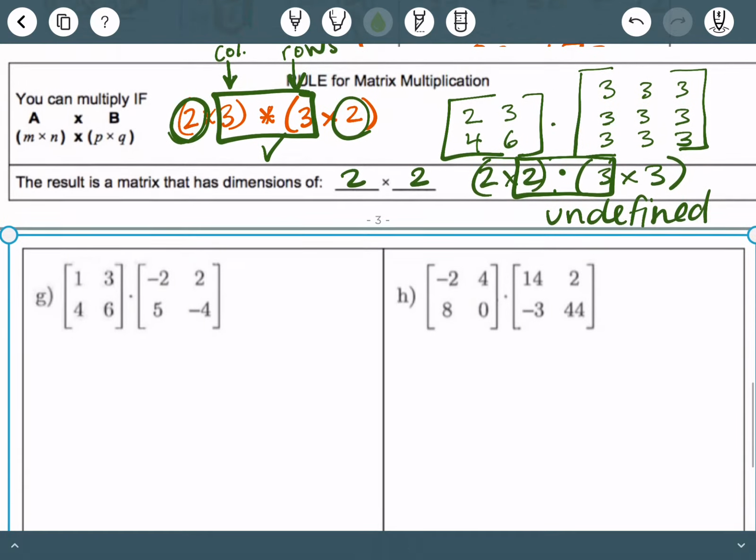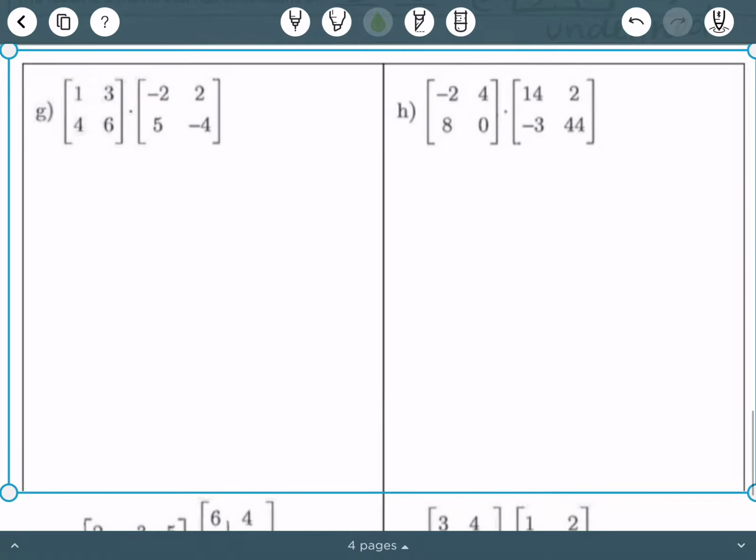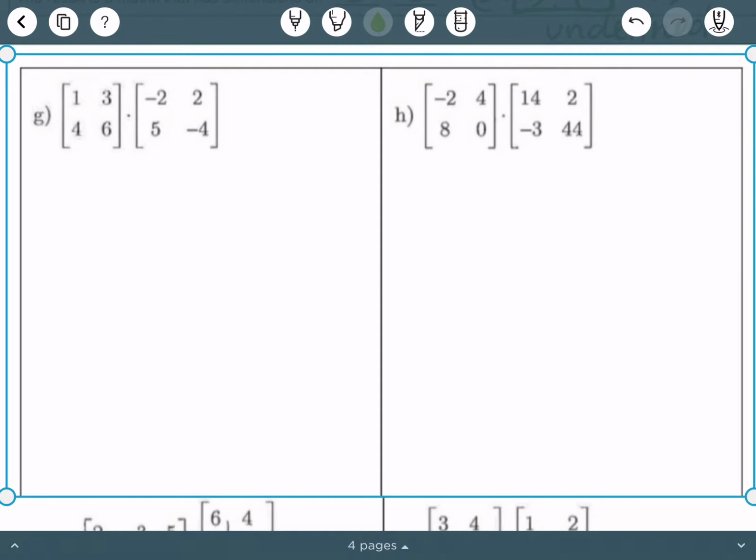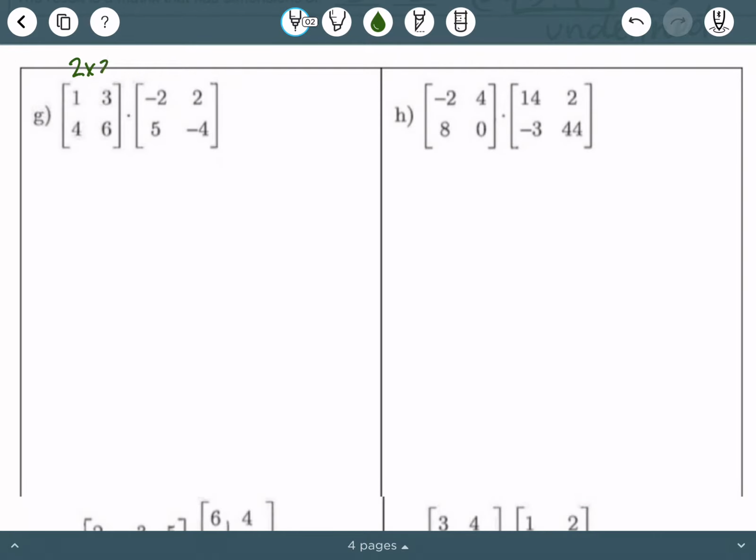All right, let's clear that out. Let's go ahead and flip your paper over and check out the problems you have on the back. And we're going to take a look. So here we have a 2 by 2 times a 2 by 2. And we see here that the 2 and the 2 are the same. So we know it's going to be a 2 by 2. Our answer is going to be a 2 by 2.